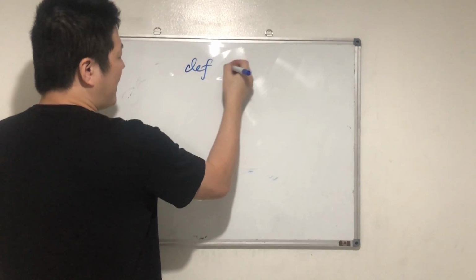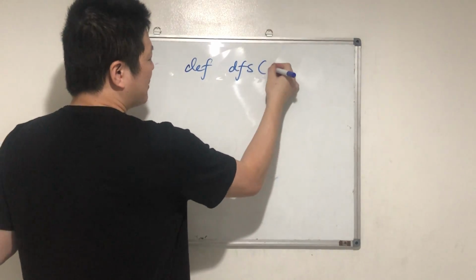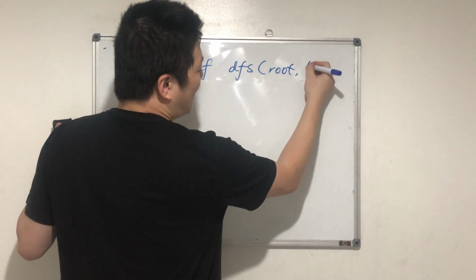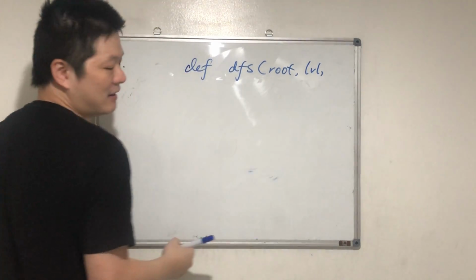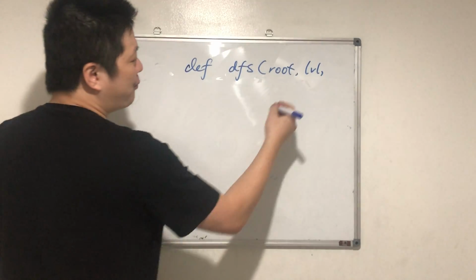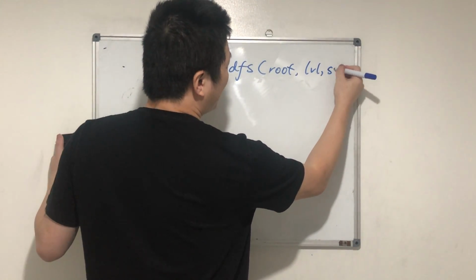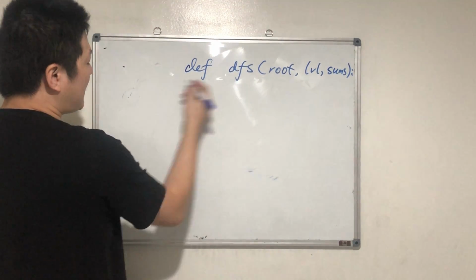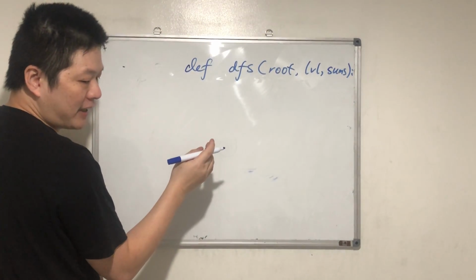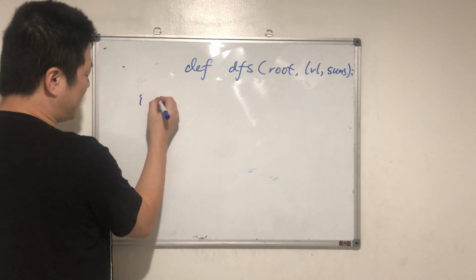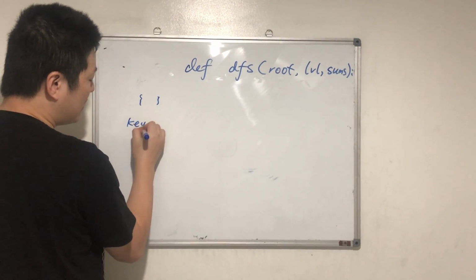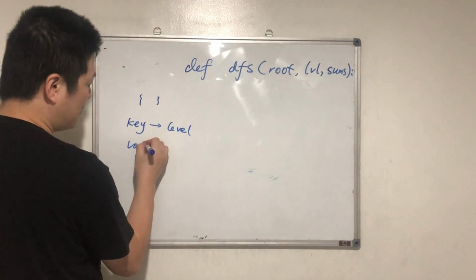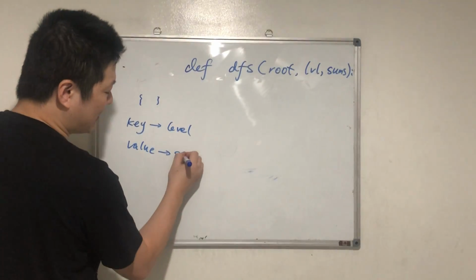So define dfs(root). We also need a level, and let's put it in sums. Sums is a dictionary with the key being the level, and the value being the sum for that level, right?